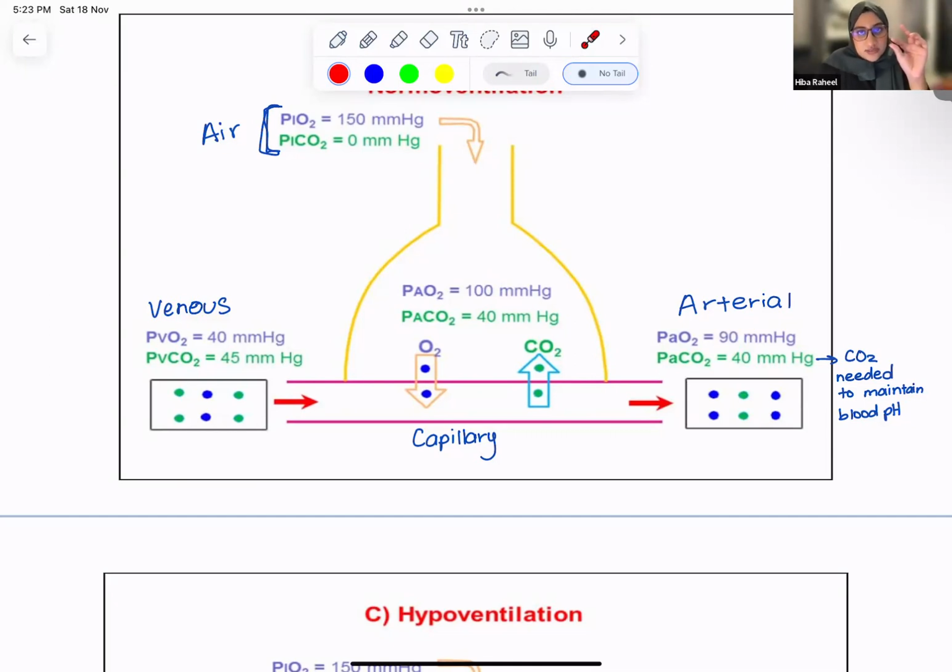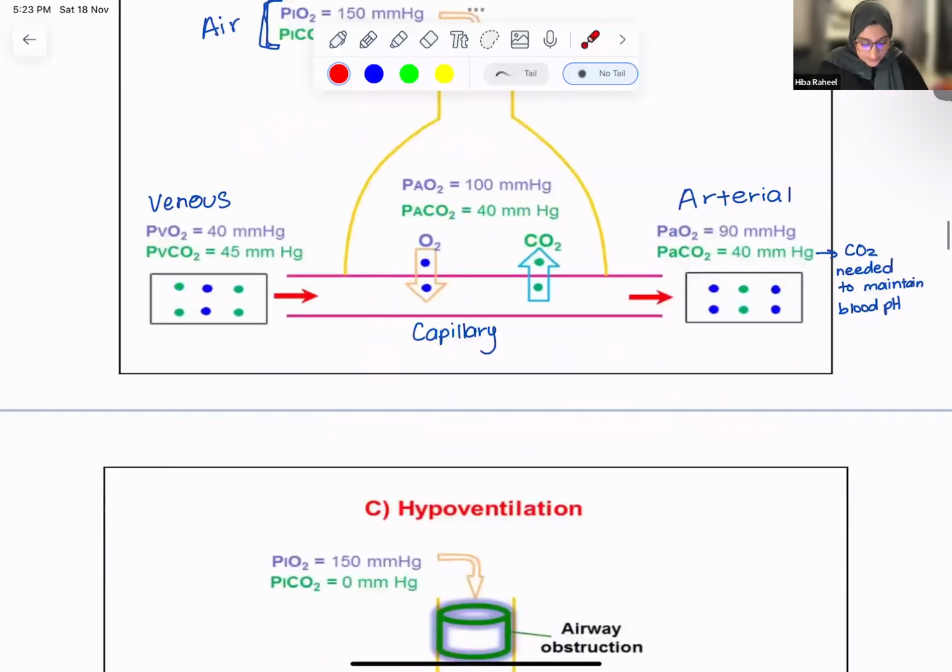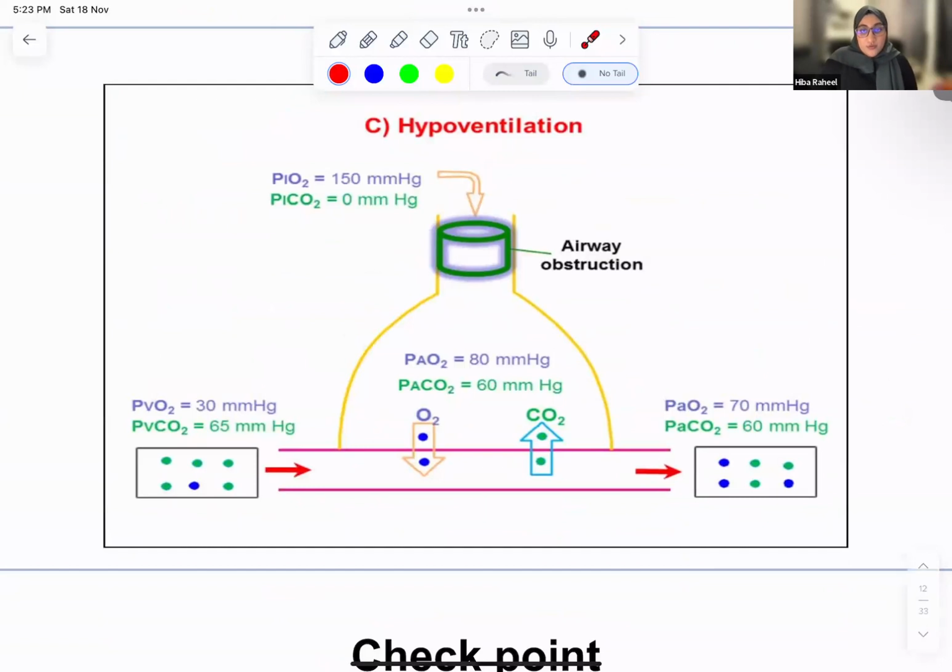A small decrease in the level of oxygen between alveoli and capillaries is normal. Anything more than this, that is when we say there is definitely some abnormality. Now, what happens in hypoventilation? In hypoventilation, something is obstructing the airway. The airway is blocked, and it's not allowing the air that we breathe in to come inside.